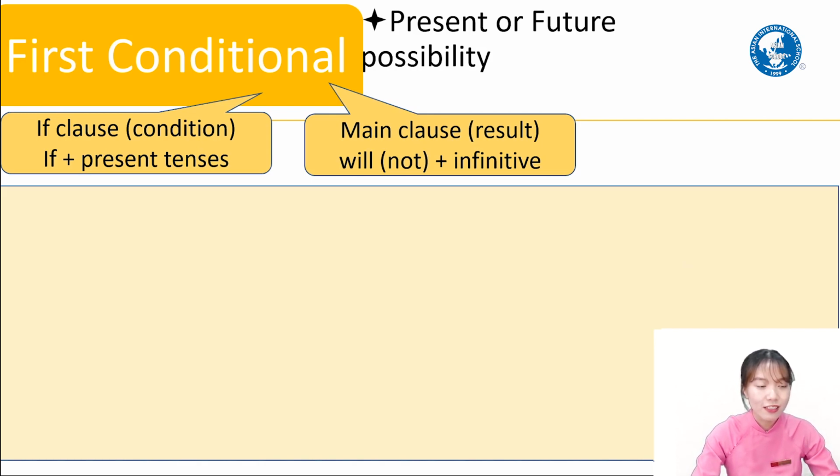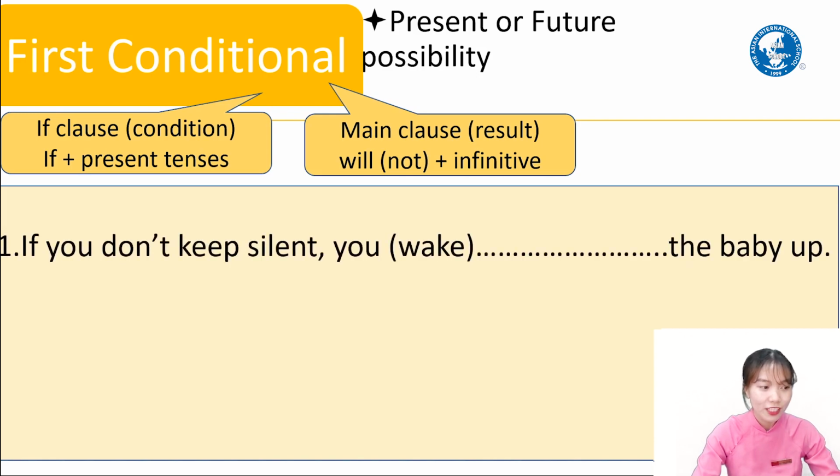Now let's do some exercise for this. The first sentence, if you don't keep silent, you blank the baby up. The condition, if you don't keep silent, has the main verb in the present tense. So the result will have the main verb in the form with will and infinitive. So the correct verb form here is will wake. If you don't keep silent, you will wake the baby up.